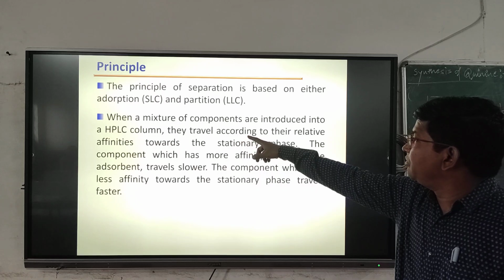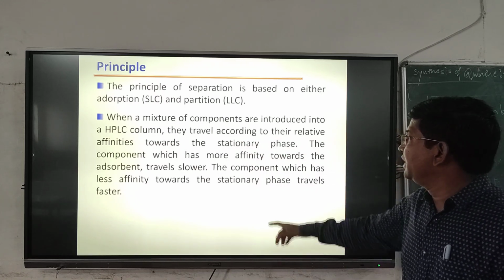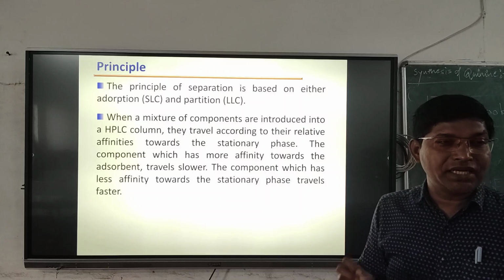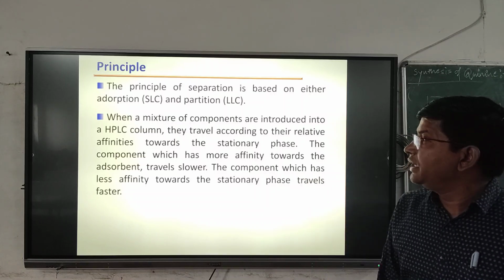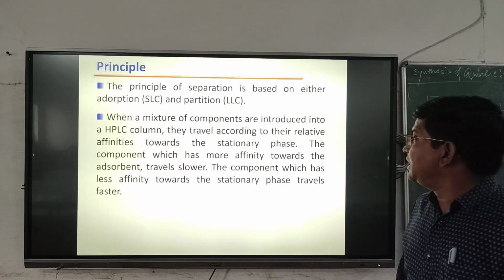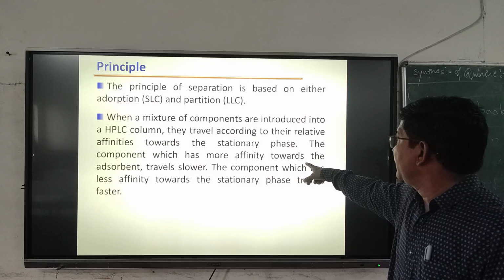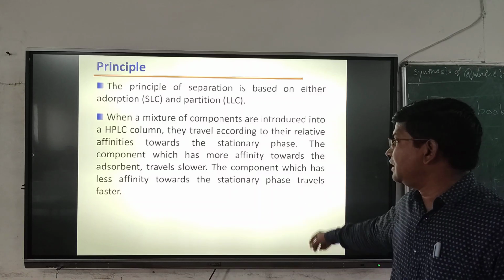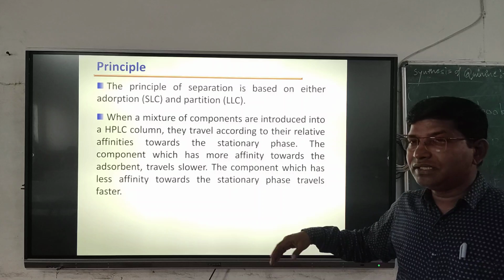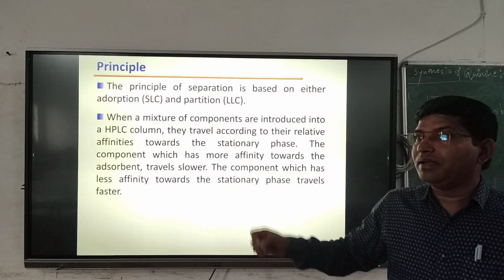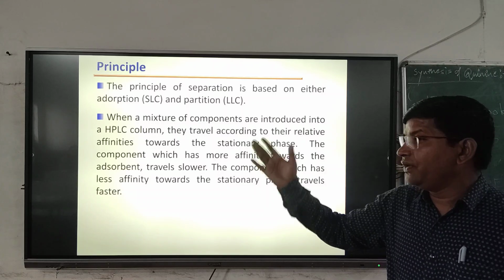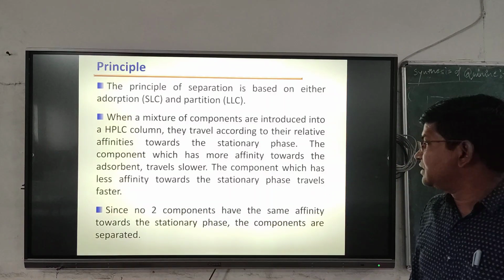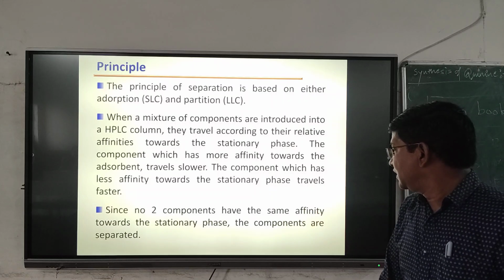When a mixture of components is introduced into the HPLC column, they travel according to their relative affinity, in terms of adsorption capacity to the stationary phase, or distribution between the stationary phase and the mobile phase. Components with more affinity towards the adsorbent travel slower. Components with less affinity towards the stationary phase travel faster, meaning their peak will be seen first in your chromatogram, followed by the slower ones. Since no two components have the same affinity towards the stationary phase, the components are separated.